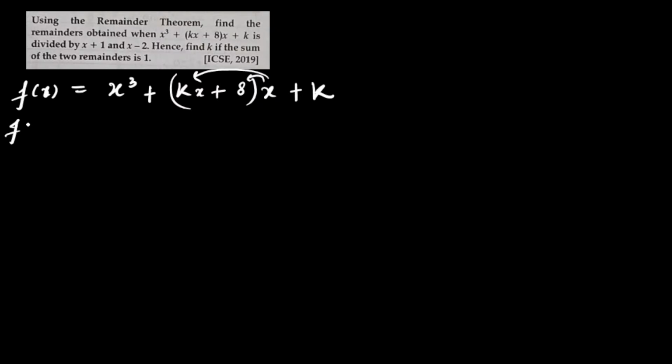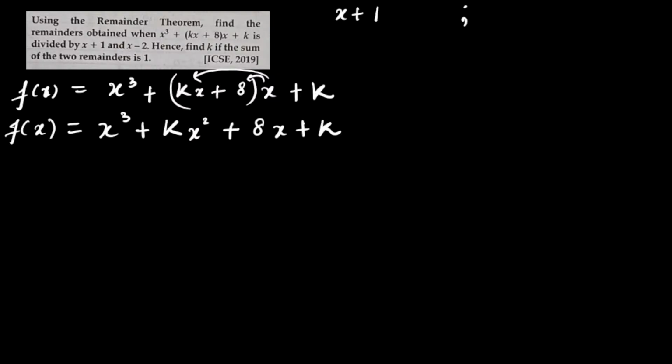So what I'll get, f(x) equals x cube plus kx square plus 8x plus k. I just simplified that. Now what they are telling, we have to find the remainders when x plus 1 and x minus 2 are divided into this polynomial.